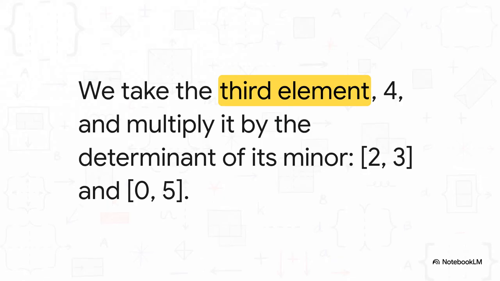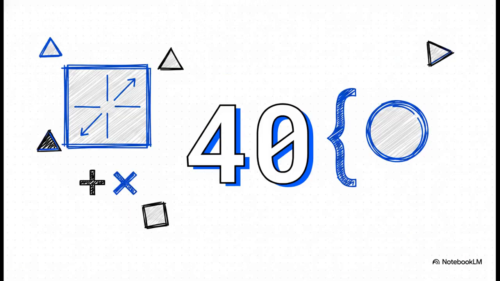And now for the final piece of the puzzle. We take the last number in the top row, which is 4. Its checkerboard sign is positive. We cover up its row and column, and we're left with the matrix containing 2, 3, 0, and 5. Time for one last calculation. The determinant of this little guy is 2 times 5 minus 3 times 0. Well, that's just 10 minus 0, which is 10. We multiply that by our starting number, 4, and we get our third and final result, 40.